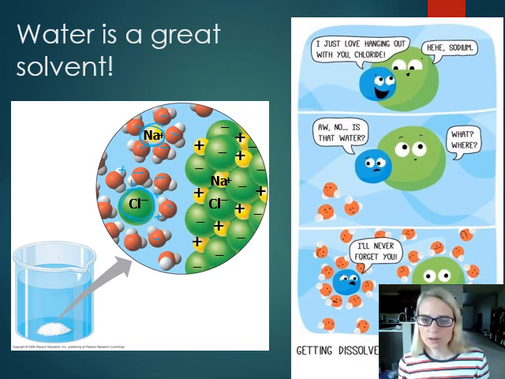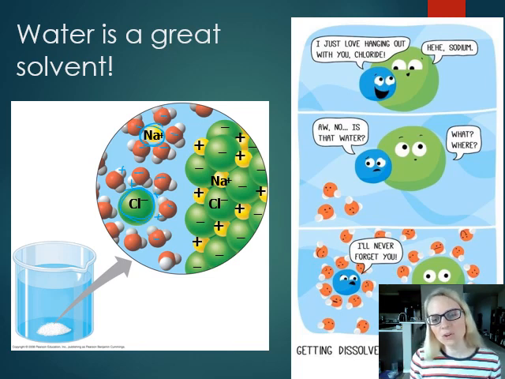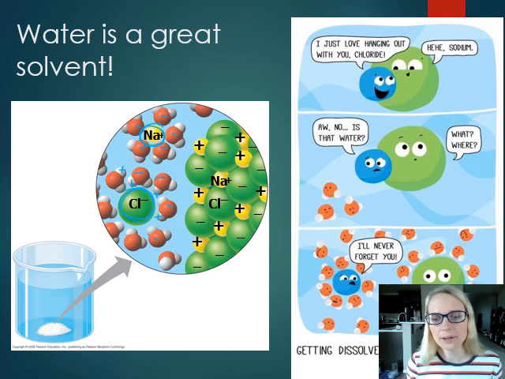So the salt is dissolving in water because of the polarity of the water. So I have a little joke over here. It says, I just love hanging out with you, chloride. Hee hee, sodium. Oh no, is that water? What? Where? I'll never forget you. Right? Because water's pulling apart the sodium. Cute. So water is a great solvent because of that polar nature.